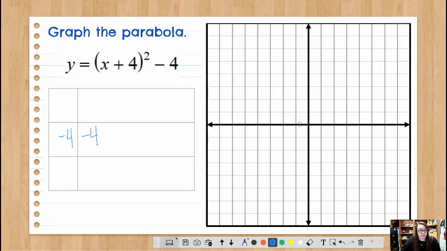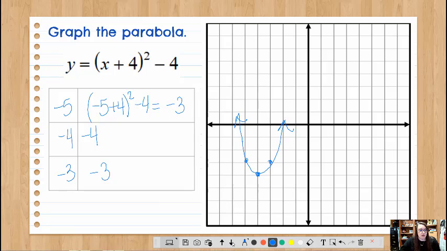I can plot that, (negative 4, negative 4). And let's go to the left at negative 5 and to the right at negative 3. If I plug that in, I have negative 5 plus 4, quantity squared, minus 4. Negative 5 plus 4 is negative 1. Negative 1 squared is 1. 1 minus 4 is negative 3. This is symmetrical, so this one's also negative 3. (Negative 5, negative 3) and (negative 3, negative 3). And I've got my quadratic.